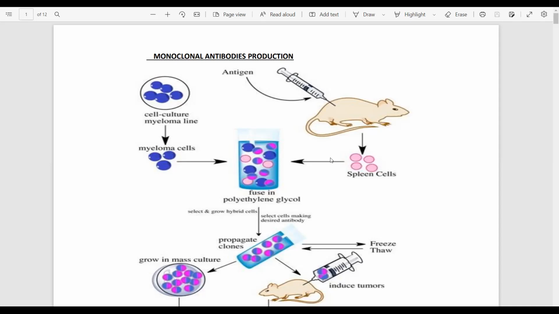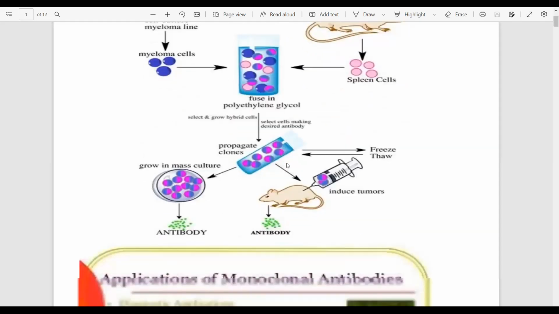So what we do is we fuse the spleen cells, which have the antibodies on their surface, with the cancer cells, and we're hoping that they will create this new type of cell known as a hybridoma. And the hybrid cells, we will be able to make copies of them, and they will produce antibodies for us. Sometimes they can even inject back the hybrid cells into the mouse for the mouse to create antibodies. But this is how we can create a large amount of one specific type of antibody, right? A monoclonal antibody.